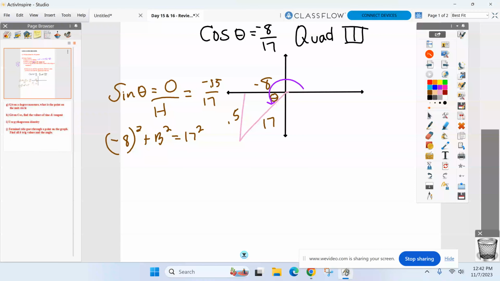Take your NumWorks calculator and go to where? Equations, all the way over, and then type in one of two things. I can do sine x equals negative 15 over 17, or I could do cosine x equals negative 8 over 17. When it asks for the interval, what do you type in? 180 to 270. And make sure you're in degree mode.